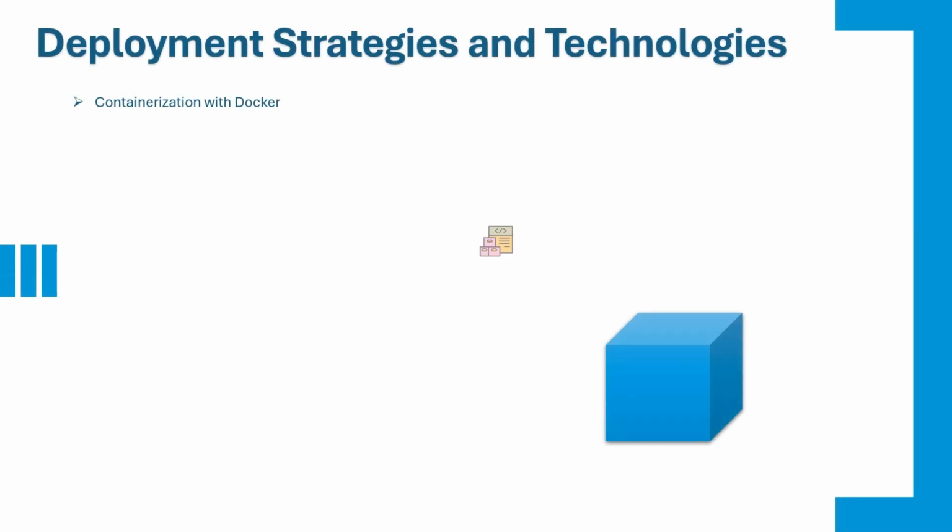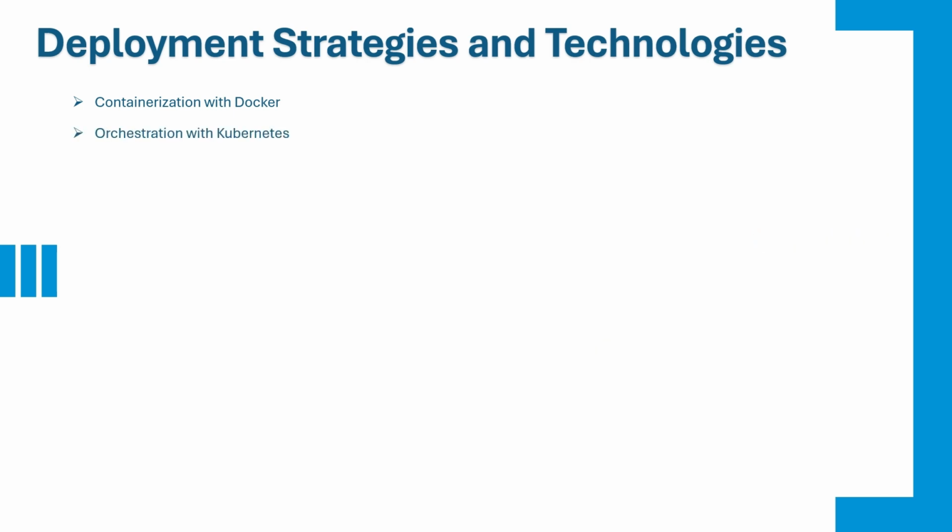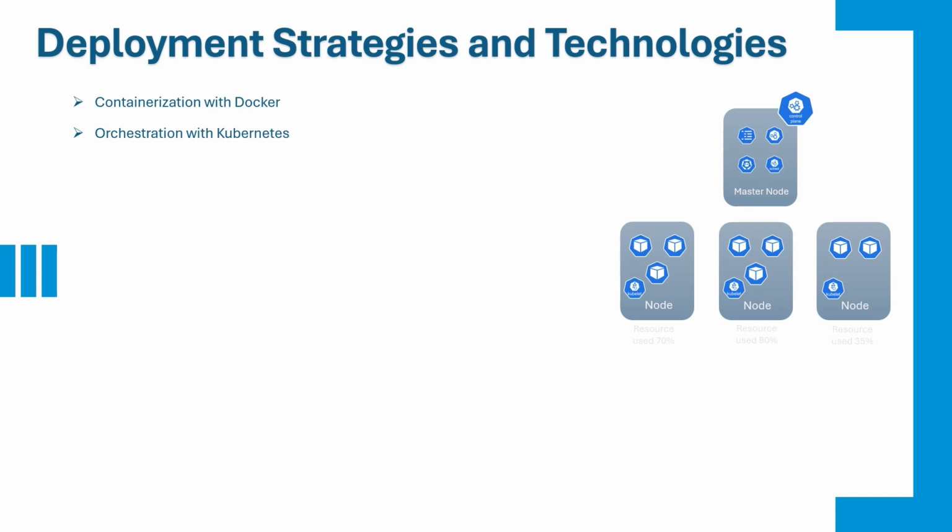Containerization with Docker. Containers encapsulate each microservice with its dependencies, ensuring consistency across development, testing, and production environments. Docker is a popular tool for containerization. Orchestration with Kubernetes. Kubernetes automates the deployment, scaling, and management of containerized applications. It helps manage the complexity of running microservices in production.